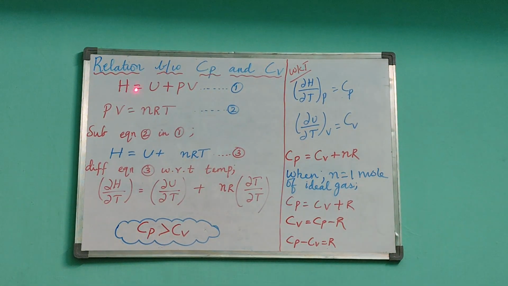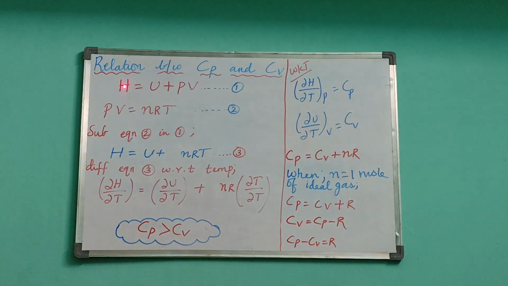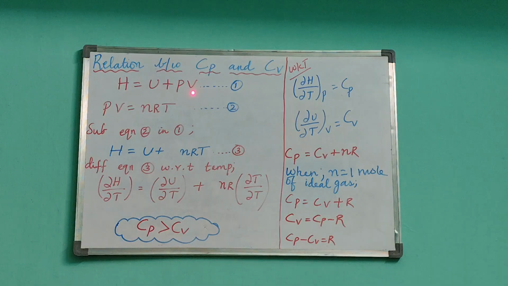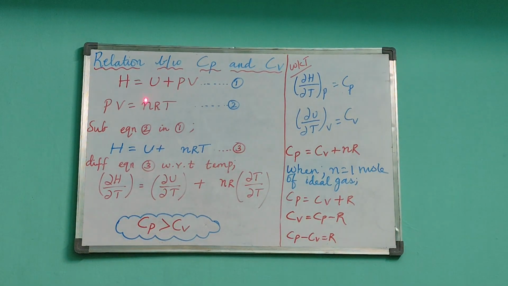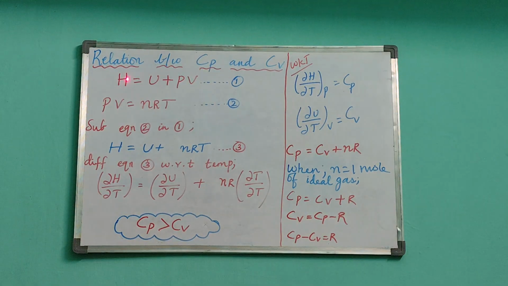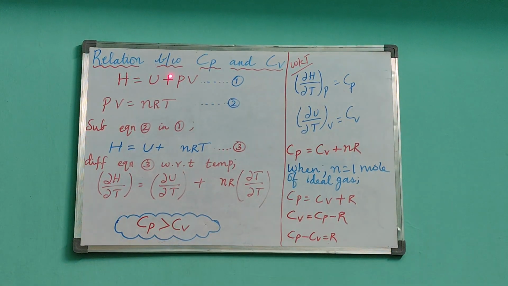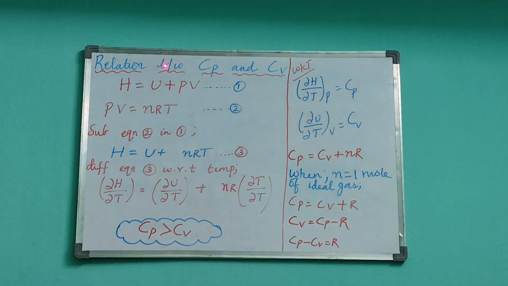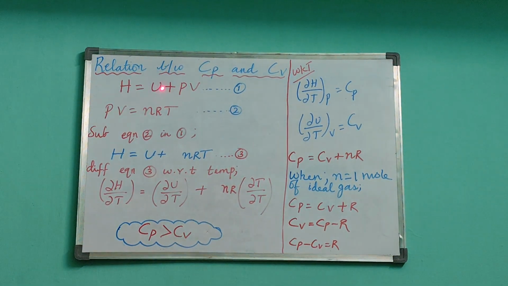To derive the relationship between these two, first you have to know the basic enthalpy formula which relates the enthalpy and the internal energy. Enthalpy H is equal to U plus PV. This is equation 1. H is equal to U plus PV. Here each term represents H enthalpy, U internal energy, P pressure and V volume. Sometimes the internal energy U takes the symbol of capital E.